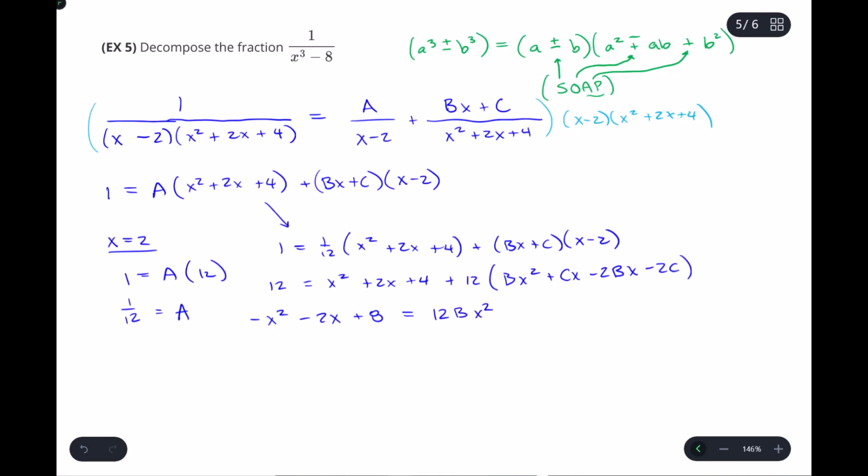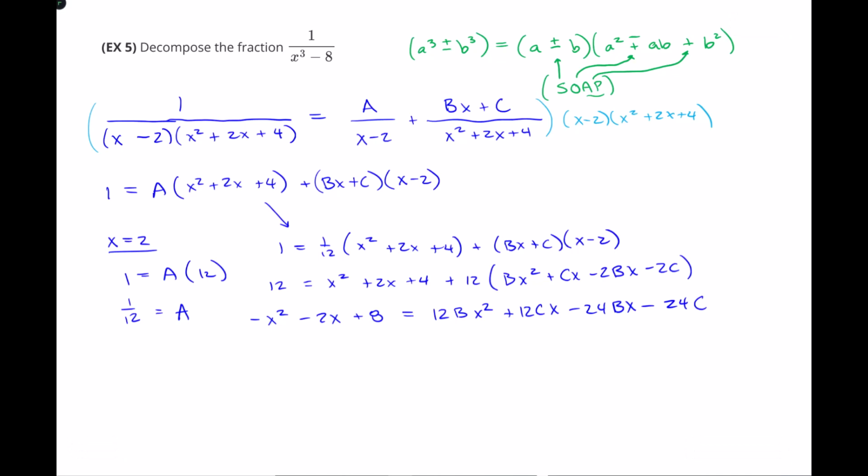squared plus 12cx minus 24bx minus 24c. Okay, now equate coefficients. Here's the thing.